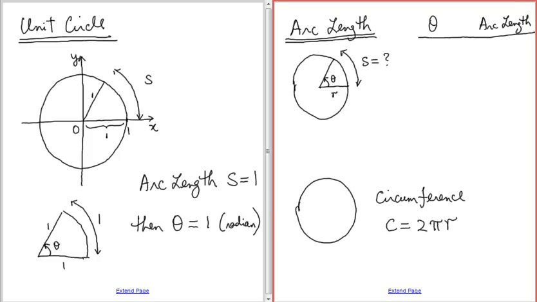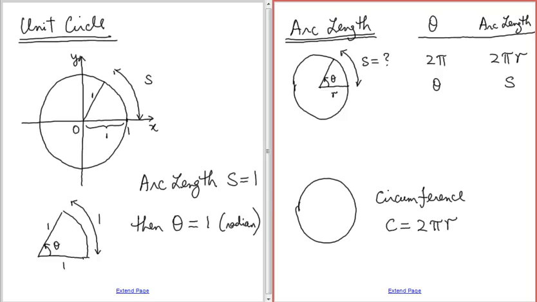If we have one full circle, what would be the angle measurement? 2 pi. And what would be the arc length at that time? We have one full circle, so that is the circumference. It would be 2 pi r. But now I don't have the 2 pi. I only have the theta. Then what would be the arc length?